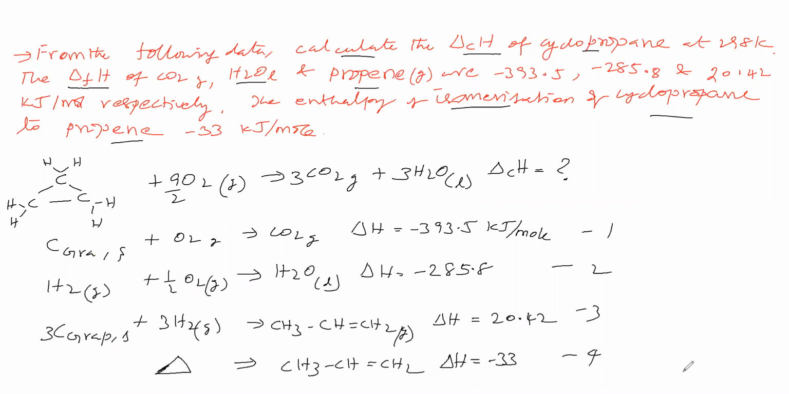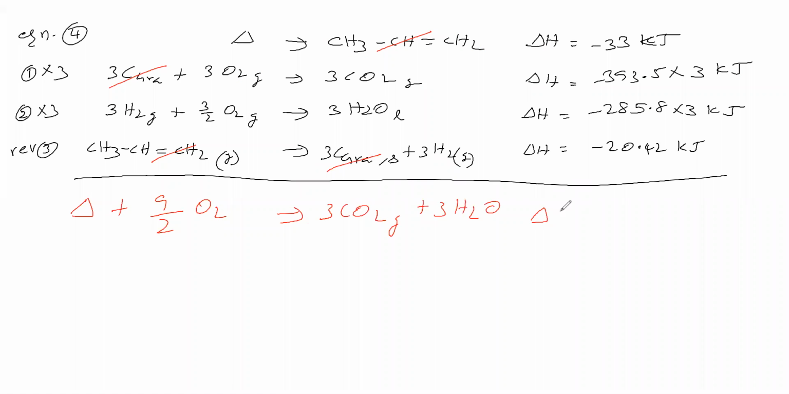We got the required equation. For this required equation, we want delta H. Let us add all these delta H values, and we will get the required delta H. So the required delta H is minus 2091.32 kilojoule. Okay, this is the required delta H value. So we got the required answer.